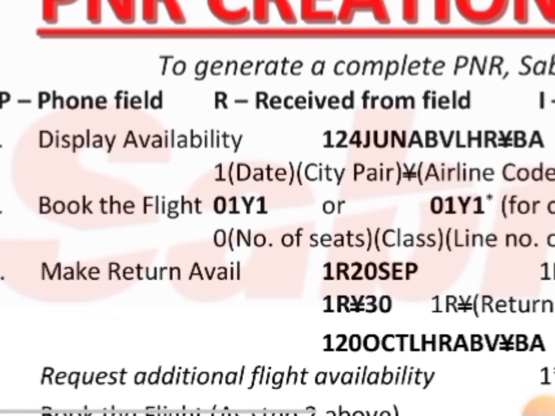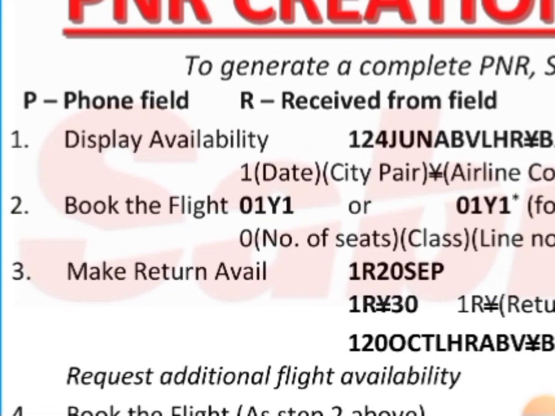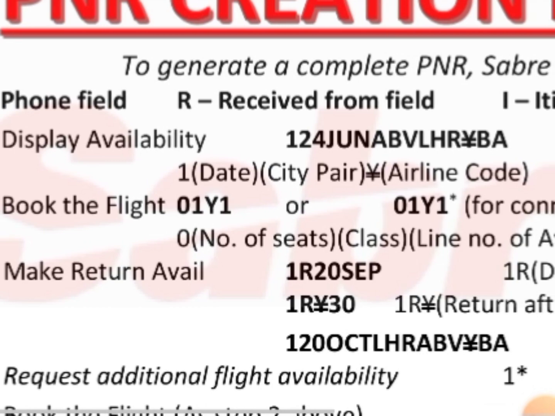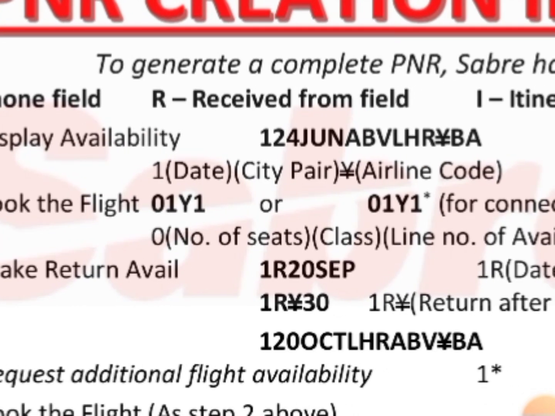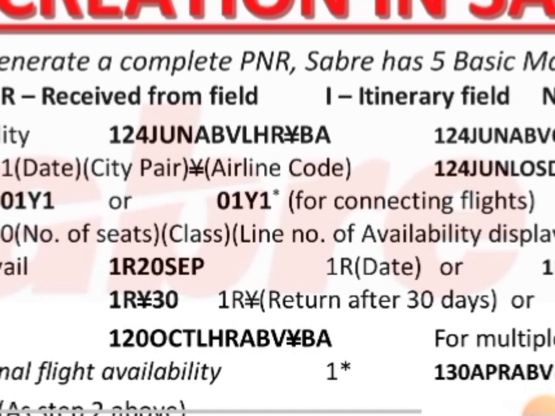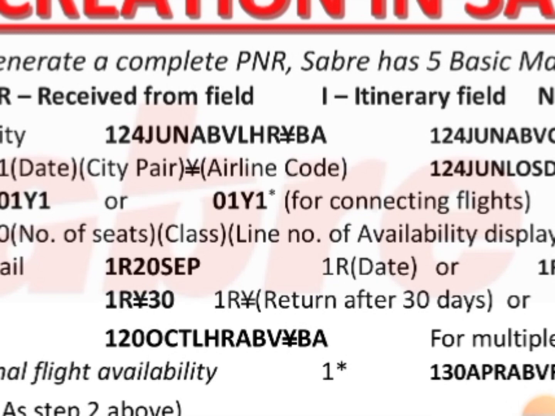So the next thing you're gonna do is to make available return. That's if it is a return ticket. So you do 1 return 20th September. That's the date you want to return. Either you're returning on 30th, you do the same thing.